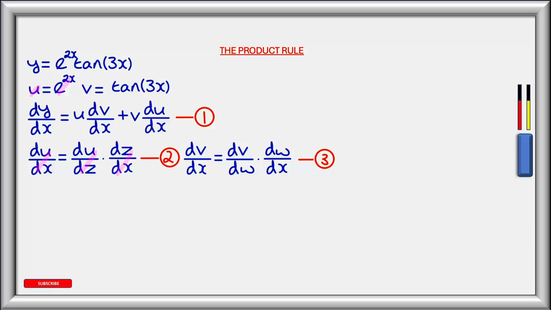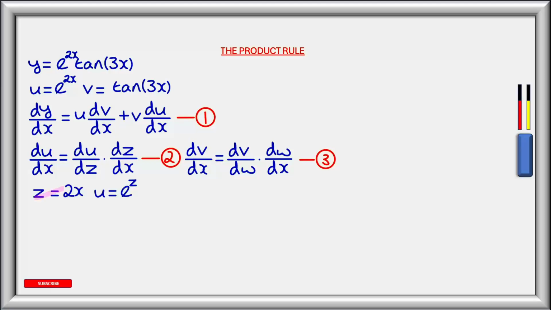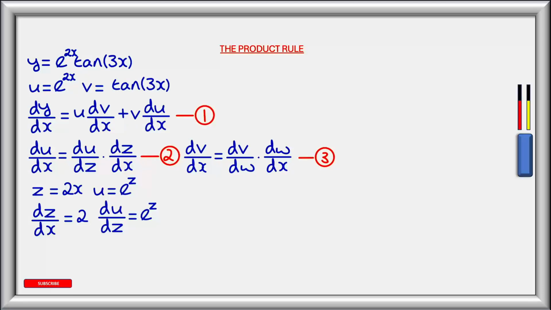And so for this one, we're going to need to define an inner function z. Our inner function z is equal to 2x, and our outer function u is therefore equal to e to the power of z. And so to find the derivative of z with respect to x, where z is equal to 2x, we can use the power rule, and this evaluates to 2. And the derivative of u with respect to z, where u is equal to e to the power of z, is e to the power of z.